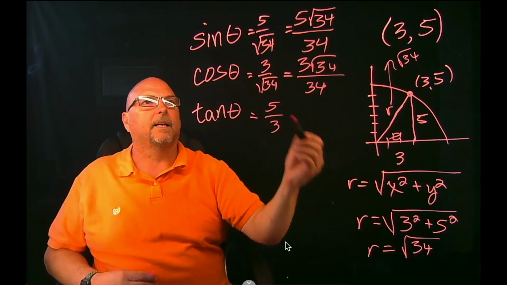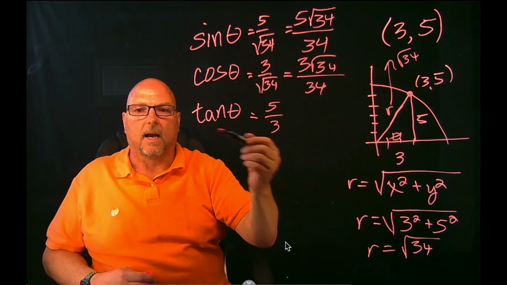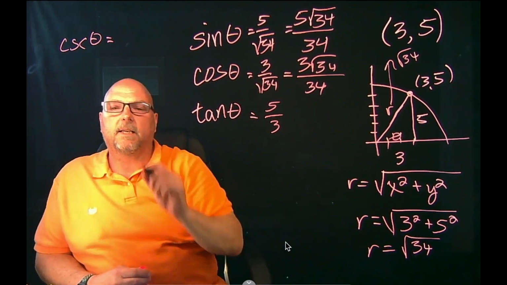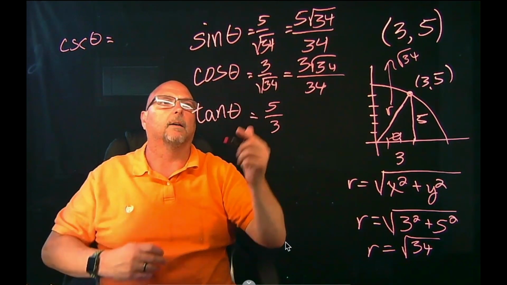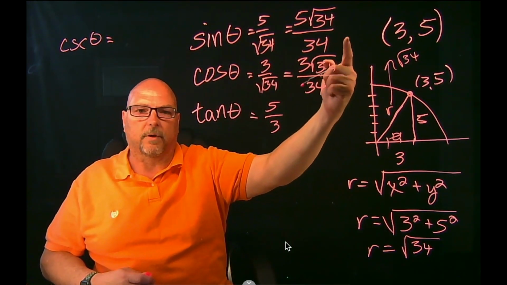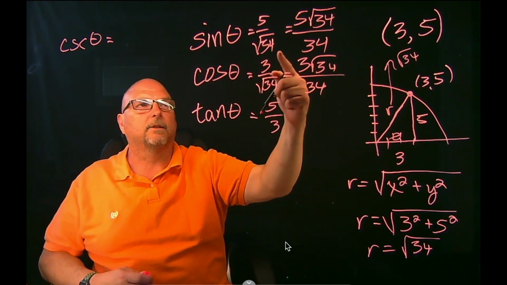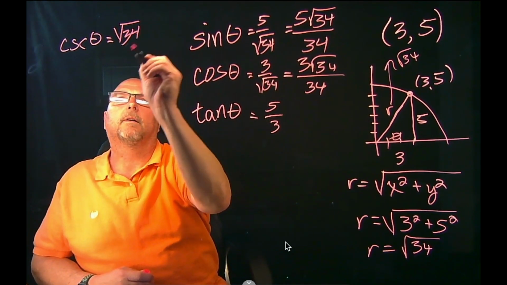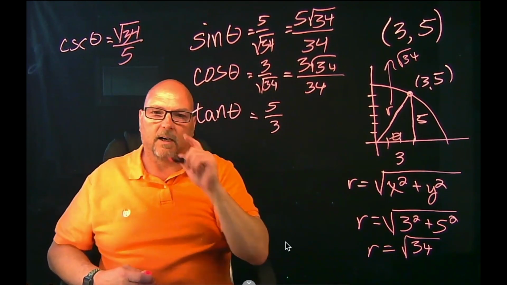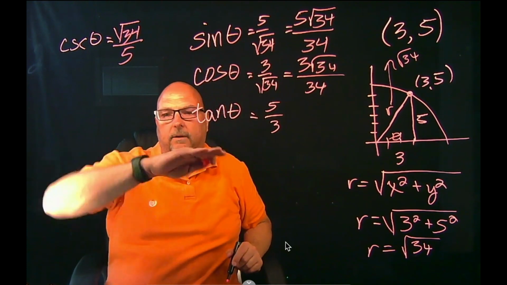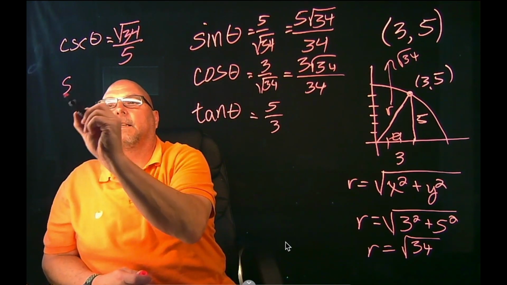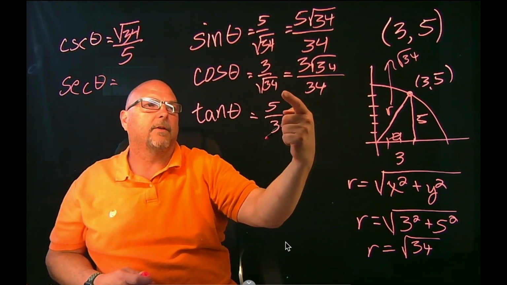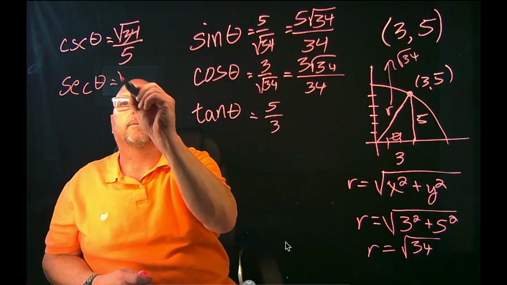So if I wanted to find the other 3 trig functions, I would be looking at the cosecant of theta. Well, the cosecant of theta is just the reciprocal of sine. So I'm not going to reciprocate this and simplify it again. I'll just reciprocate this, which is root 34 over 5. All right. Then we have the cosine. Well, the reciprocal function of the cosine is the secant. So this is another trig function that would be asked for. So that would be root 34 over 3.